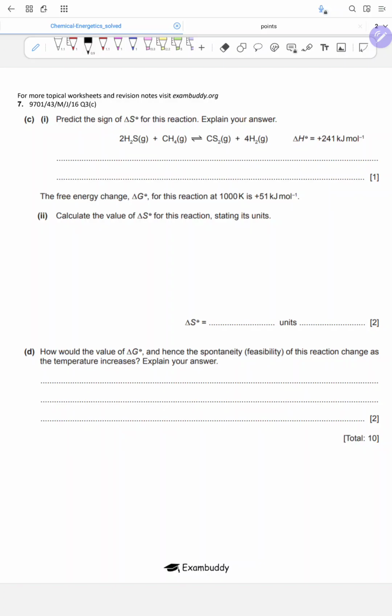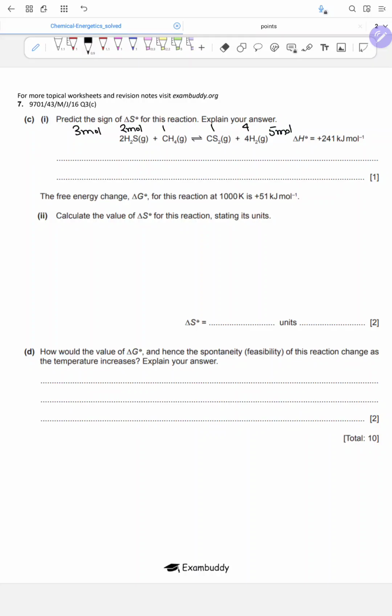So let's start by figuring out the particles. In the reactants we have 2 moles of gas, and over here 1 mole. So in total we have 3 moles of gas. Over here we have 1 mole of gas and 4 moles of gas. That makes a total of 5 moles of gas.